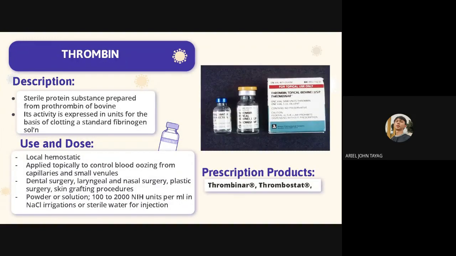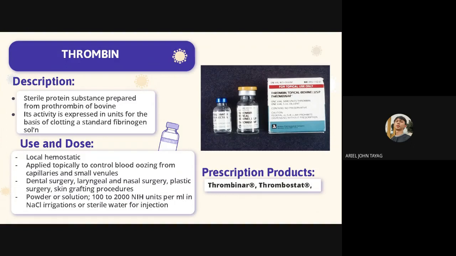So for the last one, we have thrombin. It is a sterile protein substance prepared from prothrombin of bovine origin, through the interaction with added thromboplastin in the presence of calcium. So its activity is expressed in units on the basis of clotting a standard fibrinogen solution.